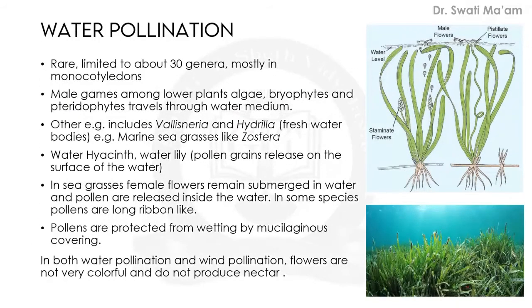So students, in the next slide we are discussing water pollination. Water is another medium used for the transfer of pollen from one place to another. Pollination by water is quite rare in flowering plants, as it is limited to only about 30 genera, and mostly monocotyledons are included. Water is required, that is why very few species opt for this type of pollination.